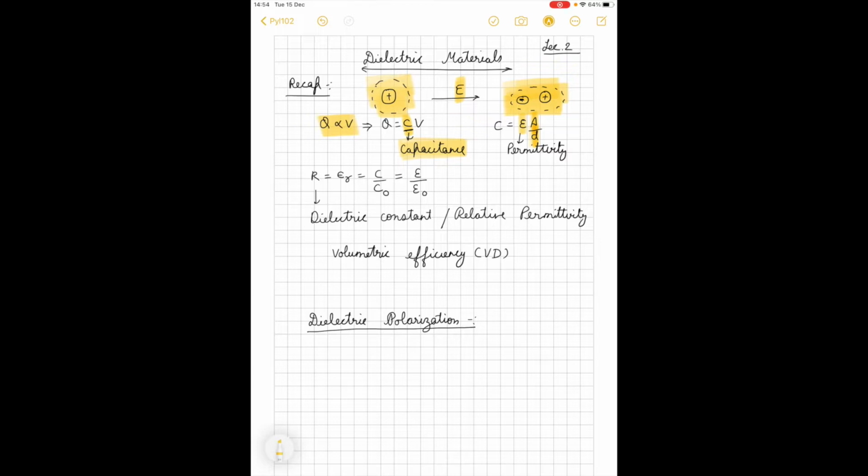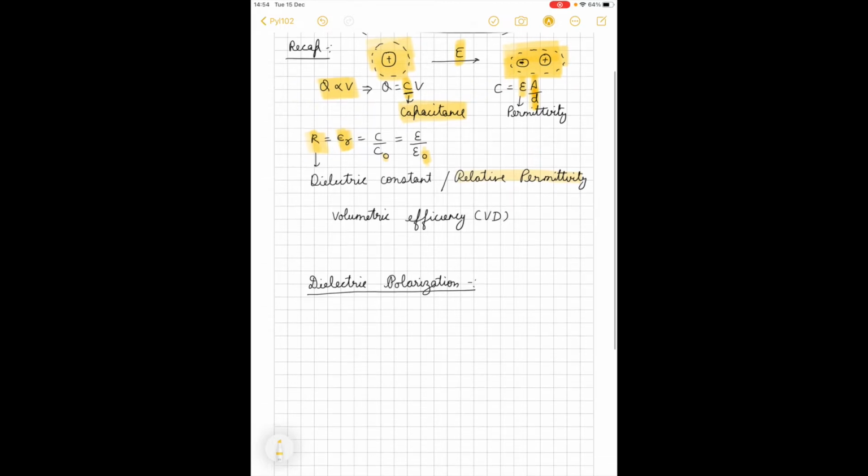And we also define something called dielectric permittivity, denoted as epsilon. Apart from that, we define something called dielectric constant as K, or relative dielectric permittivity as epsilon r, which is the ratio of C divided by C0, or epsilon divided by epsilon 0. So 0 here denotes the vacuum, I mean, when there is vacuum in between the parallel plate capacitor. We also define something called volume efficiency.